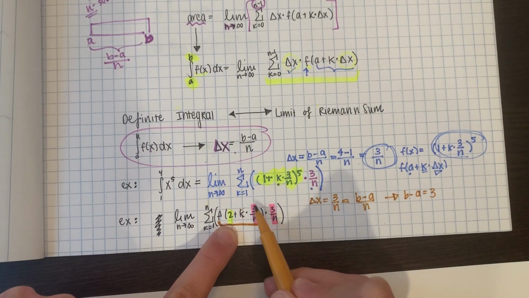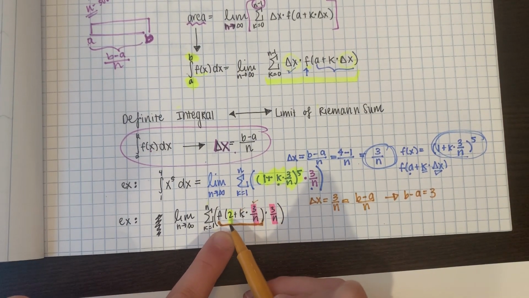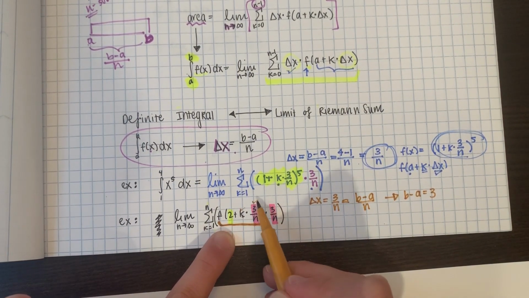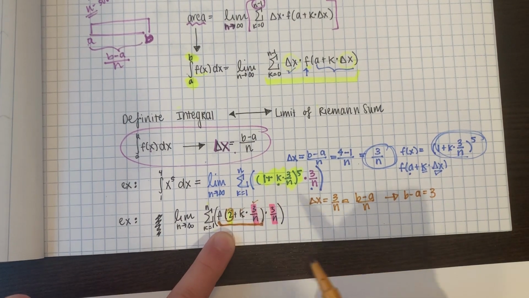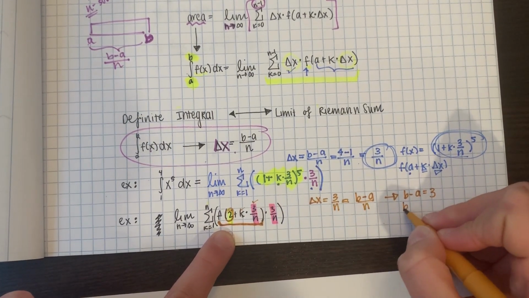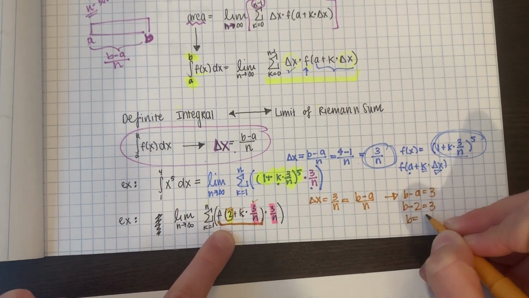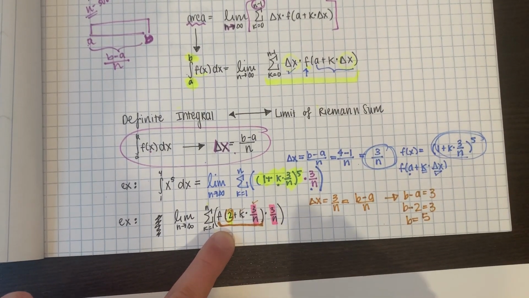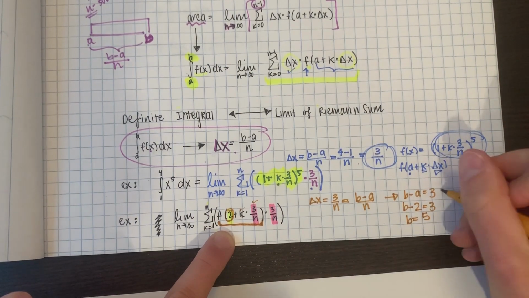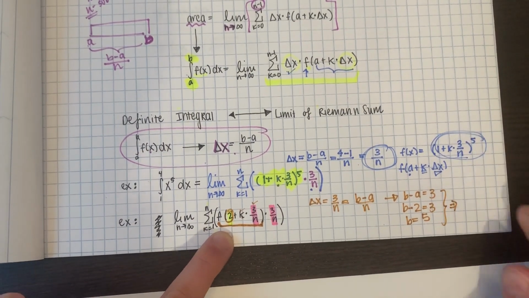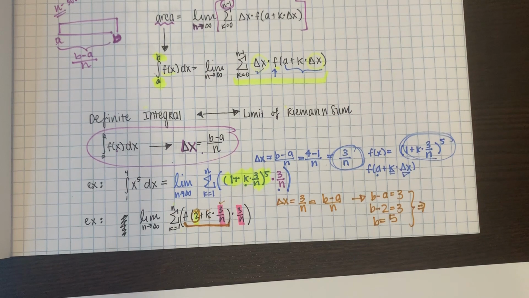Okay, so k is going to stay the same. We know this is our delta x. So what is this 2? 2 must be a. So we have b minus 2 equals 3. So b must equal 5. So from here, this is what we've got to write our integral.